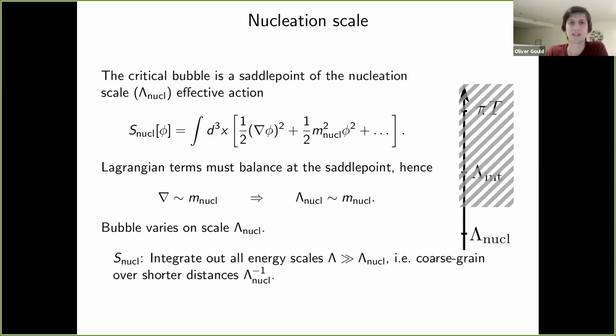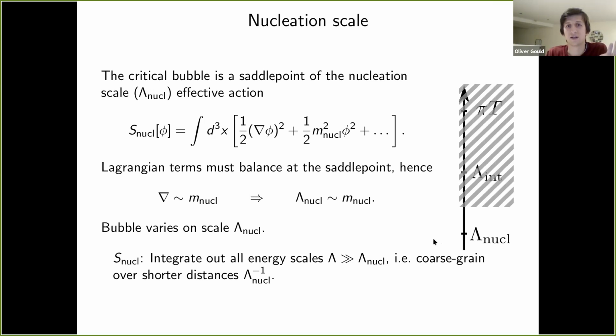For bubble nucleation, we need to identify the nucleation scale EFT. I defined this nucleation scale, capital lambda, before, and I just want to point out here that the nucleation scale should be able to describe the bubbles. It's not zero, and it's not too high. It has to be a scale at which the bubbles vary. That's the scale we want to describe.